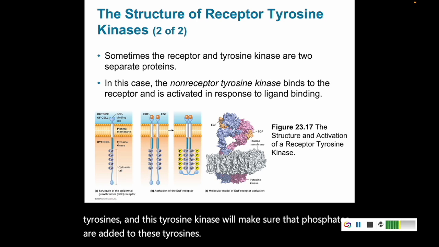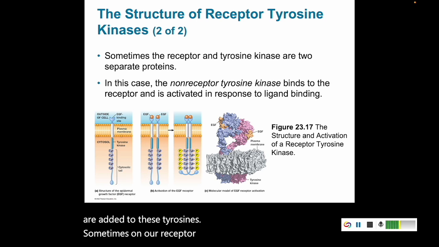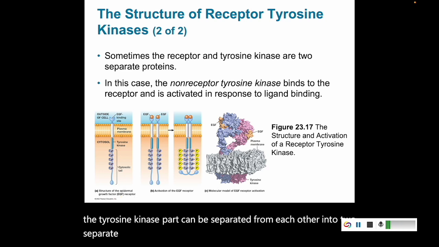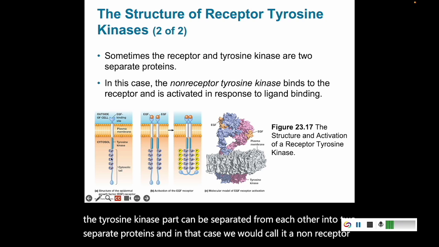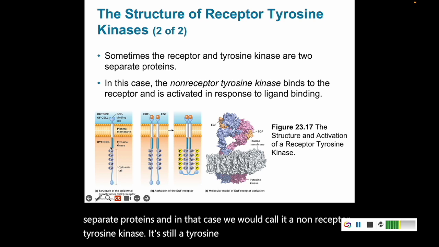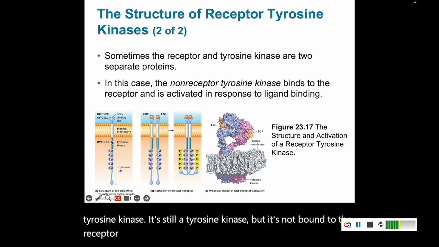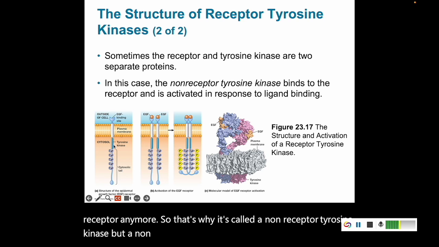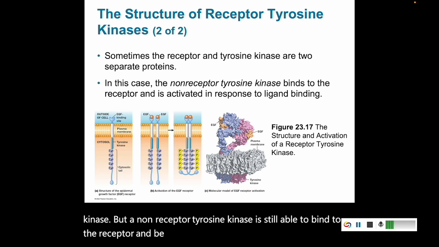Sometimes on our receptor tyrosine kinases, the receptor part and the tyrosine kinase part can be separated from each other into 2 separate proteins. And in that case, we would call it a non-receptor tyrosine kinase. It's still a tyrosine kinase, but it's not bound to the receptor anymore. So that's why it's called a non-receptor tyrosine kinase. But a non-receptor tyrosine kinase is still able to bind to the receptor and be activated when the ligand binds.